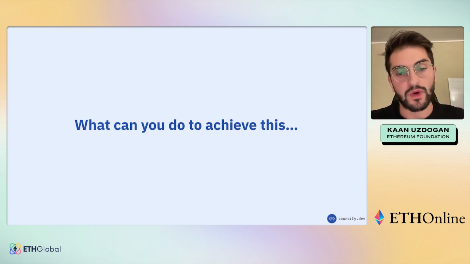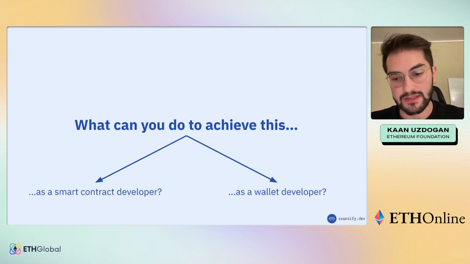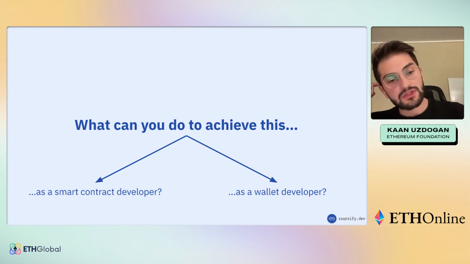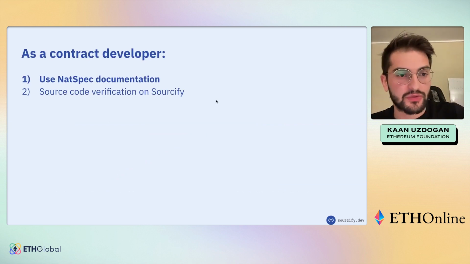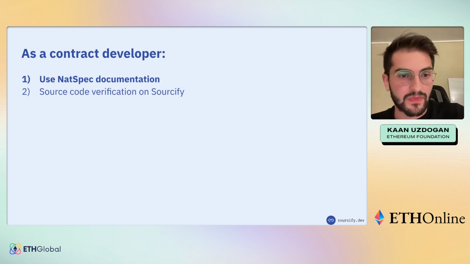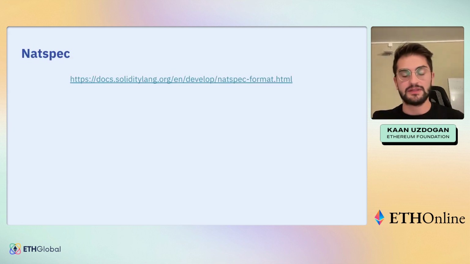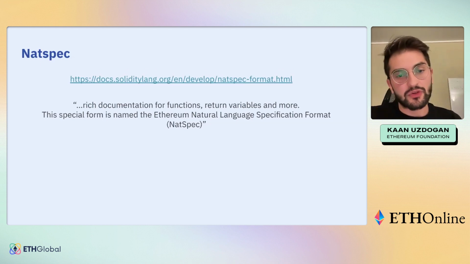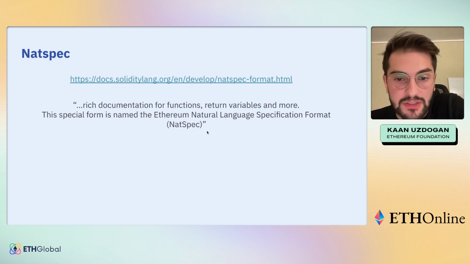So let's dive into what you can do to achieve this. There are two sides of the equation: things that you can do as a smart contract developer and as a wallet developer. Let's start with what you can do as a smart contract developer. The first thing you can do is to use the NatSpec documentation. NatSpec is part of the Solidity specification and documentation. It is a rich documentation for functions and return variables, in a special form called Ethereum Natural Language Specification.